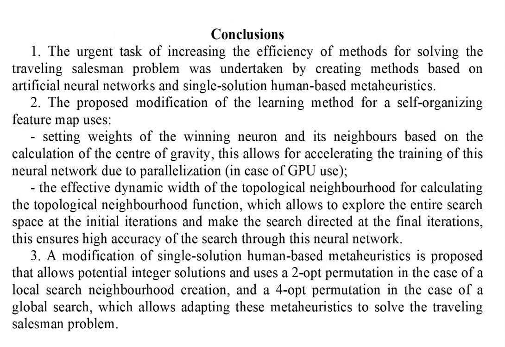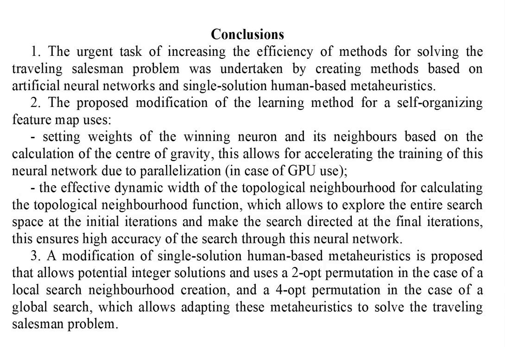Conclusions. The urgent task of increasing the efficiency of methods for solving the traveling salesman problem was undertaken by creating methods based on artificial neural networks and single-solution human-based metaheuristics. The proposed modification of the learning method for a self-organizing feature map uses setting weights of the winning neuron and its neighbors based on the calculation of the center of gravity.